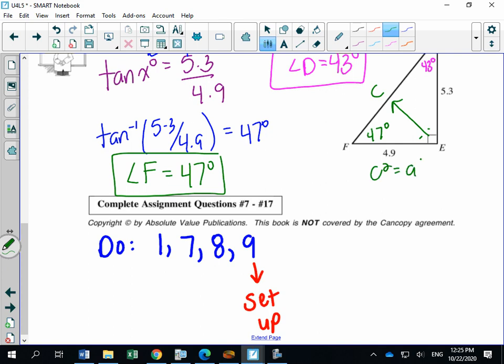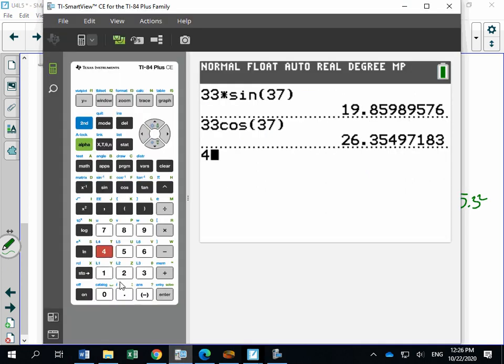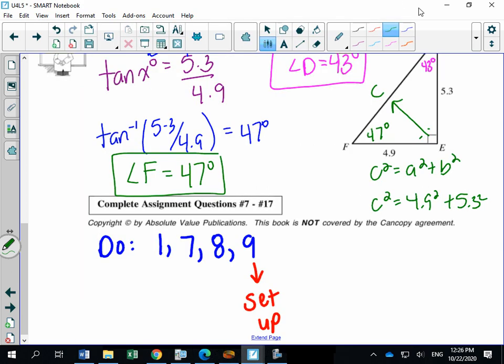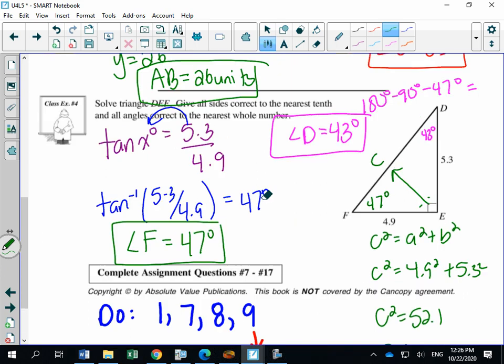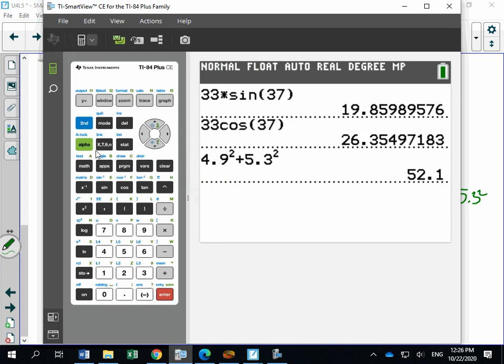C squared equals A squared plus B squared. C squared equals 4.9 squared plus 5.3 squared. It doesn't matter what's A and B in this example. 4.9 squared plus 5.3 squared, C squared is 52.1. C is going to be the square root of that, and they want it to the nearest whole number.